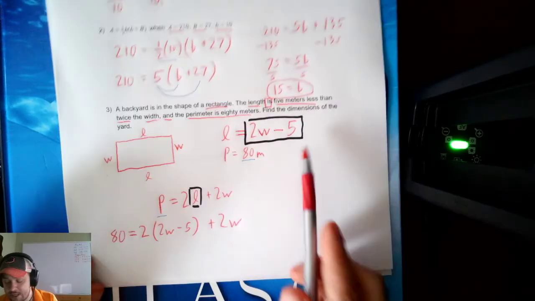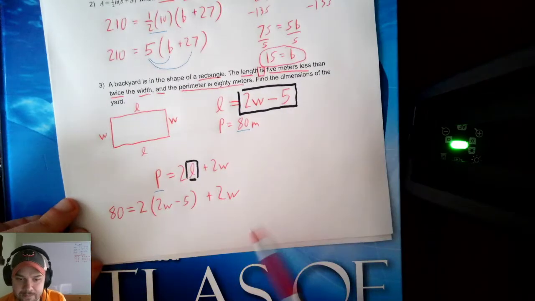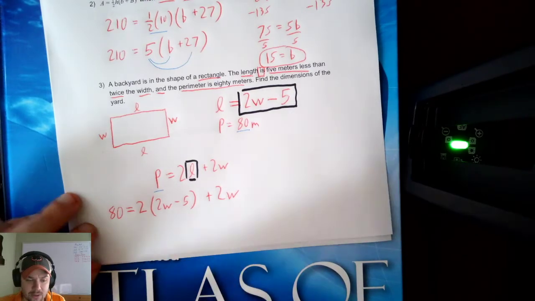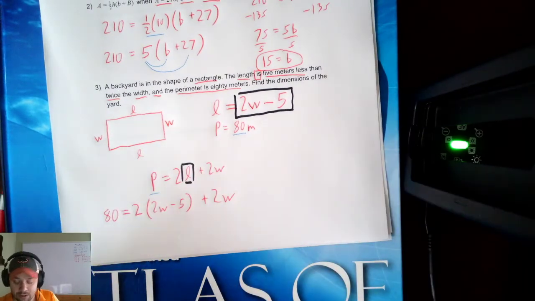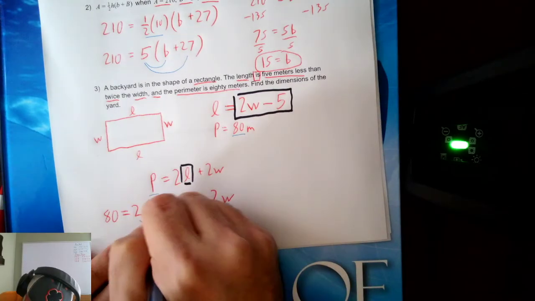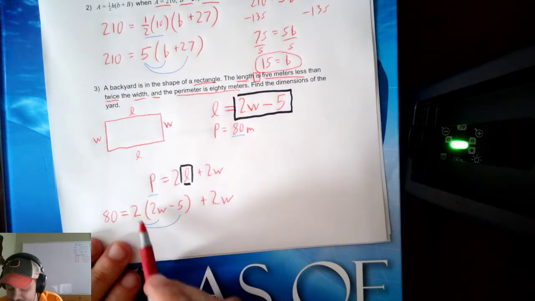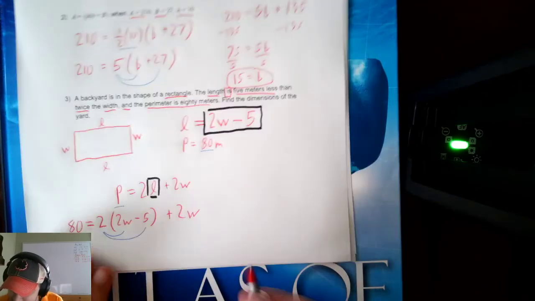Notice what happened when I used the parameters of my equation. I now have an equation that only has one variable in it. It only has W in it. I can now solve this equation. And to solve it, the first step, hopefully we need to distribute, right? We got to get rid of these parentheses.